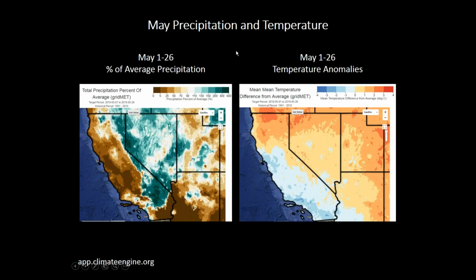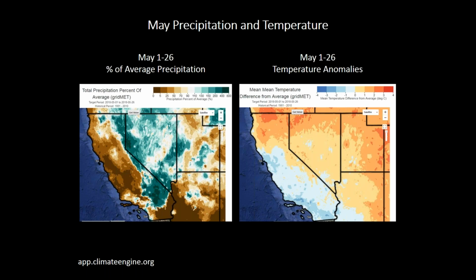I also want to talk about May, which has been pretty interesting. So this is the latest May precipitation and temperature anomalies. On the left, we have preset May 1st through the 26th, and this is the percent of average based on GridMet, and this map was created using Climate Engine. And so we had a series, about 2 weeks, that just ended a couple of days ago, a series of cutoff low pressure systems that sort of came over the Great Basin and stalled for a couple of days at a time and dropped quite a bit of precipitation.